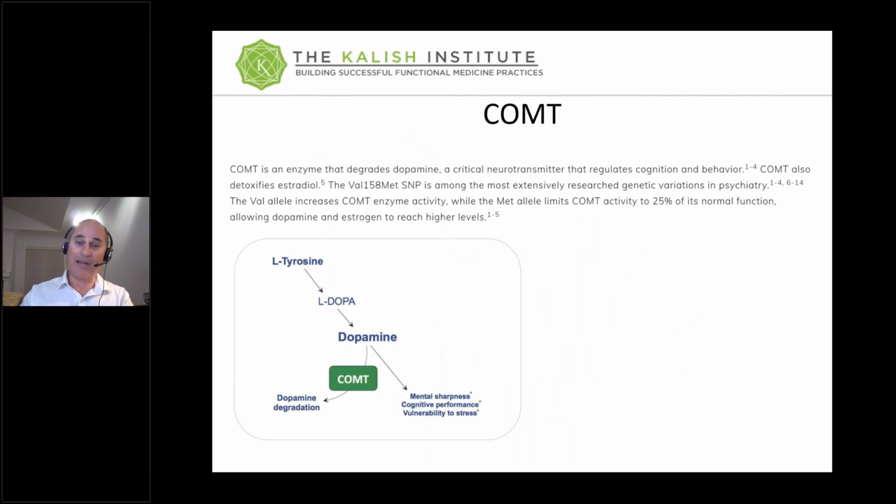You can also have a genetic problem. So there's COMT and MTHFR. These are probably the two most famous ones. We just mentioned them. COMT is an enzyme that degrades dopamine, so it's breaking down dopamine. And we're going to measure the dopamine breakdown product called homovanillic acid. This is a methylation process, and a lot of people don't methylate very well.